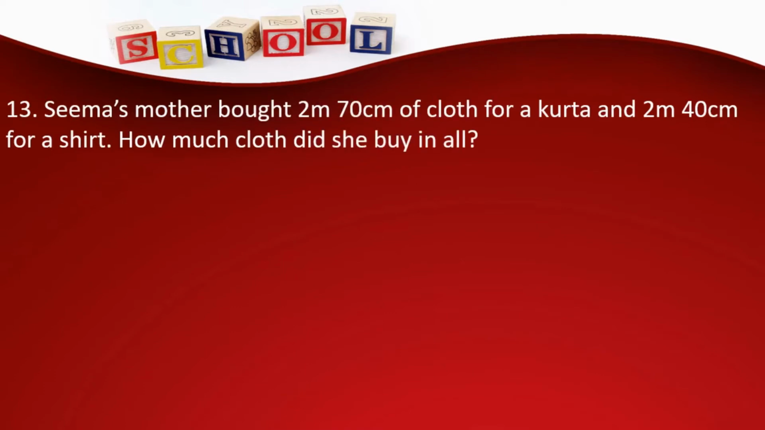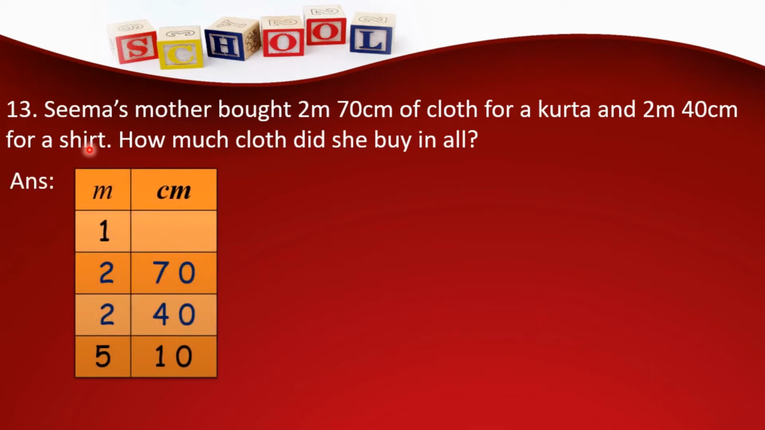Next question is, Seema's mother bought 2 meter 70 centimeter of cloth for a kurta and 2 meter 40 centimeter for a shirt. How much cloth did she buy in all? So, to know how much cloth she bought in all, we need to add the amount of cloth she bought for a kurta and the amount of cloth she bought for a shirt. So, let us do that.